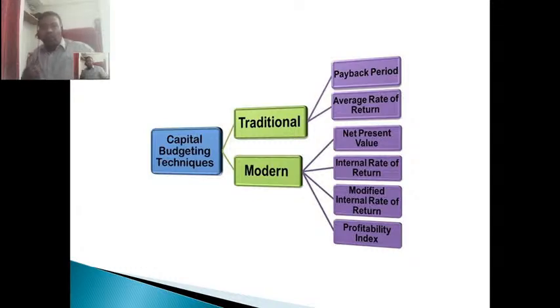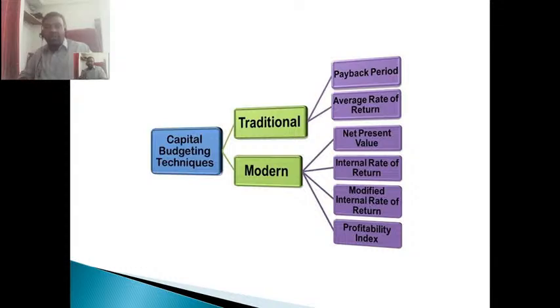So depending on your payback period, how much time it will take to bring your own money back into your own pocket, that is the payback period. If it is shorter, you will choose that. If it is longer, you will not choose it. Then there is the average rate of return, how much return you are getting every month or every year, whatever you have taken as a parameter. So this is a traditional approach, either how much time it is taking to bring my money back.